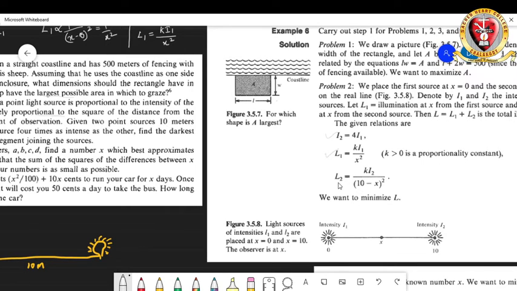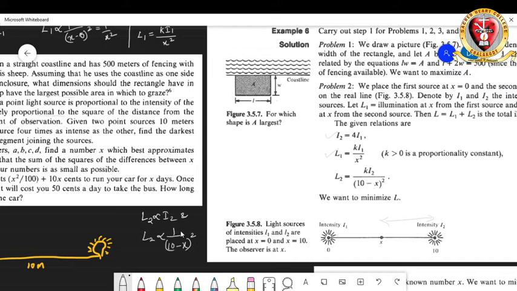And L2 is similarly proportional to I2, and L2 is inversely proportional to the distance square. The distance square will be 10 minus x the whole square, that is the distance between the bulb and the point we have taken. So L2 is proportional to I2 and L2 is proportional to 1 by (10 minus x) the whole square.